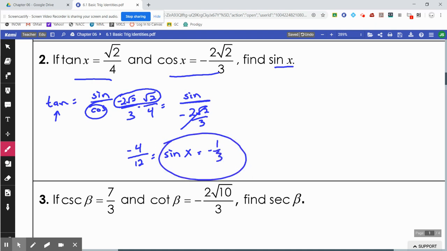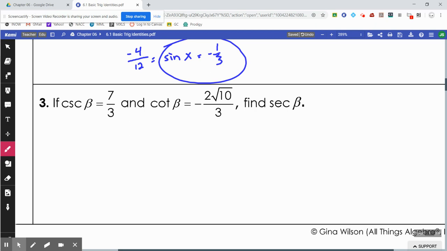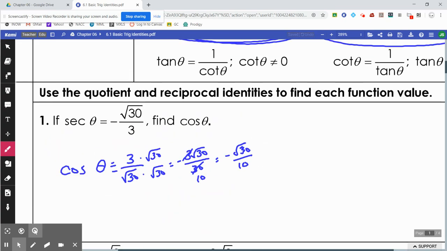And that's it. If cosecant is equal to 7/3, cotangent is equal to negative 2 root 2 over 3, then find the secant. And we can look back, and I don't see any that relate cotangent, cosecant, and secant.